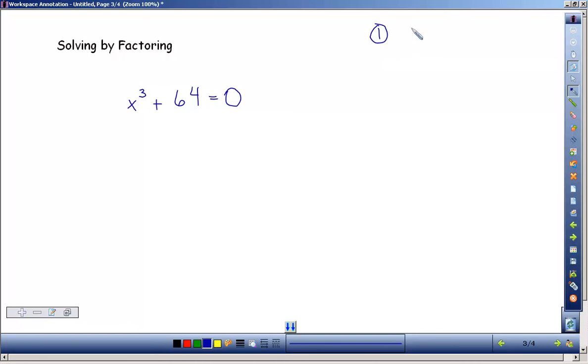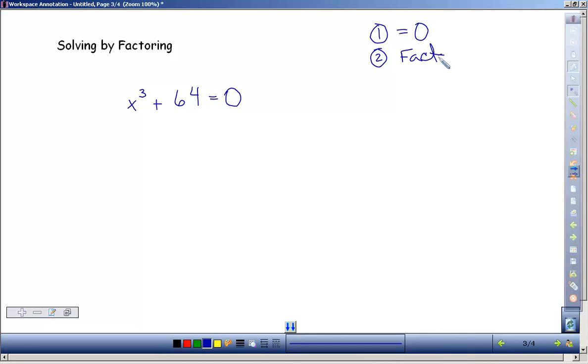Now, to solve by factoring, you do need to know your first step is going to be to get your equation equal to 0. If it's not equal to 0, we can't solve by factoring. So you always want your equation to be equal to 0. If it's not, add something to both sides, subtract something from both sides, move it over. So you have to make sure that your equation is equal to 0 first.